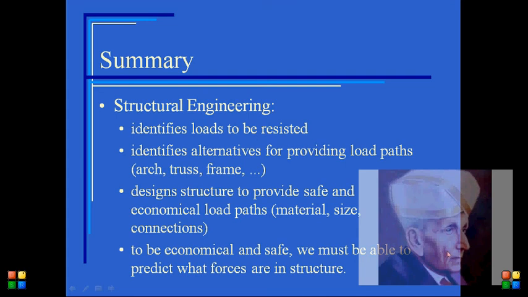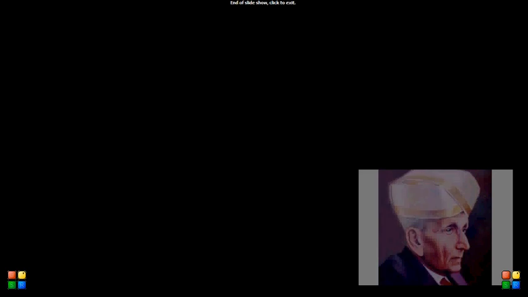Summary. Structural engineering identifies loads to be resisted, identifies alternatives for providing load paths, such as arch, truss, frame, and designs the structure to provide safe and economical load paths: material, size, connections. To be economical and safe, we must be able to predict what forces are in the structure.